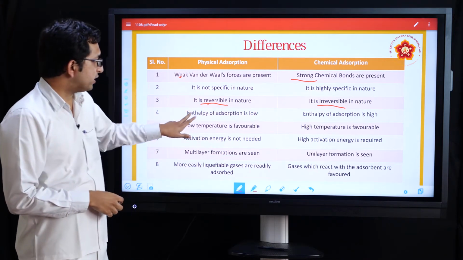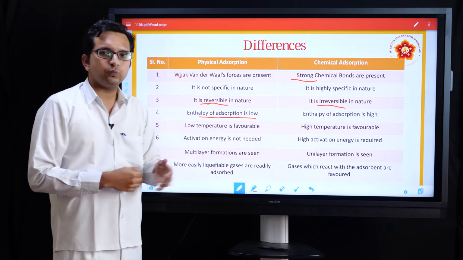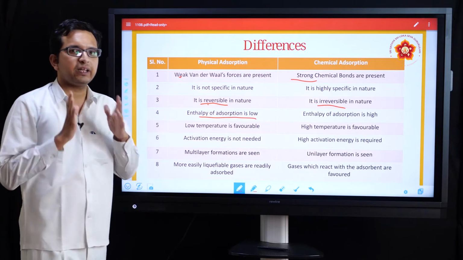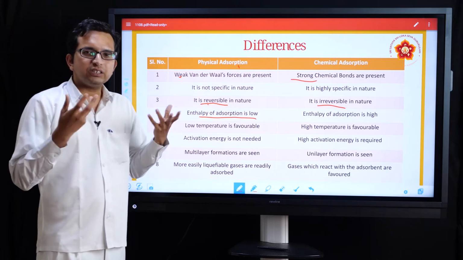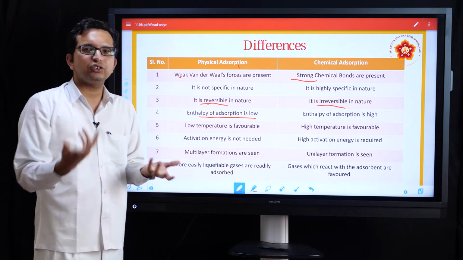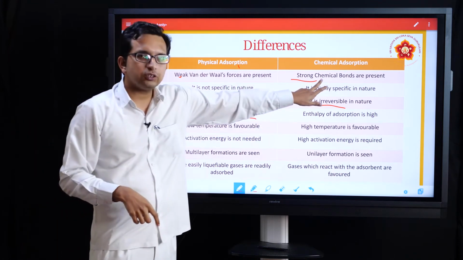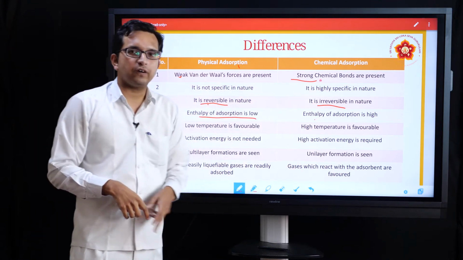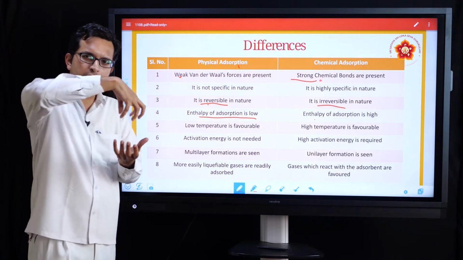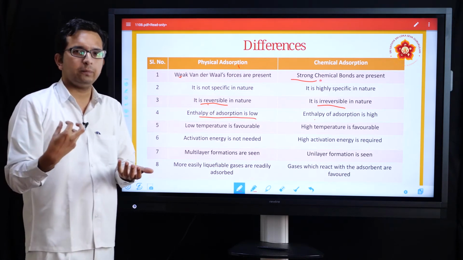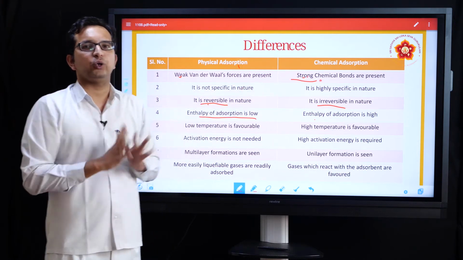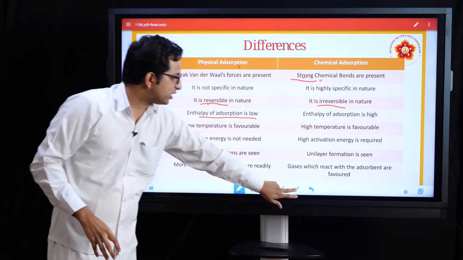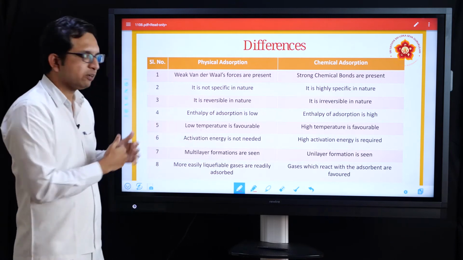Let's look at the fourth point. Enthalpy of adsorption is low. What is enthalpy? Heat content. Why is it low? Because the forces are weak. Since the forces are weak, naturally more energy is not required, but here the force is strong. So what do you mean by enthalpy of adsorption? If adsorption or desorption has to happen, high energy is required because strong bonding holds them together. So these are the four differences we have seen now, correlating with each other.